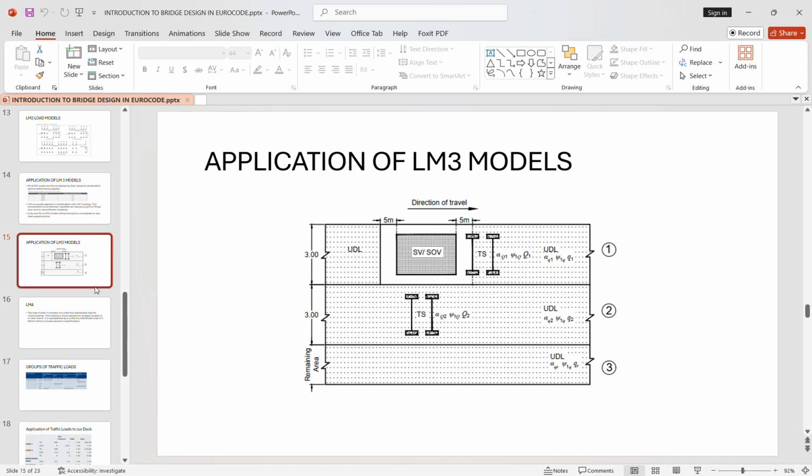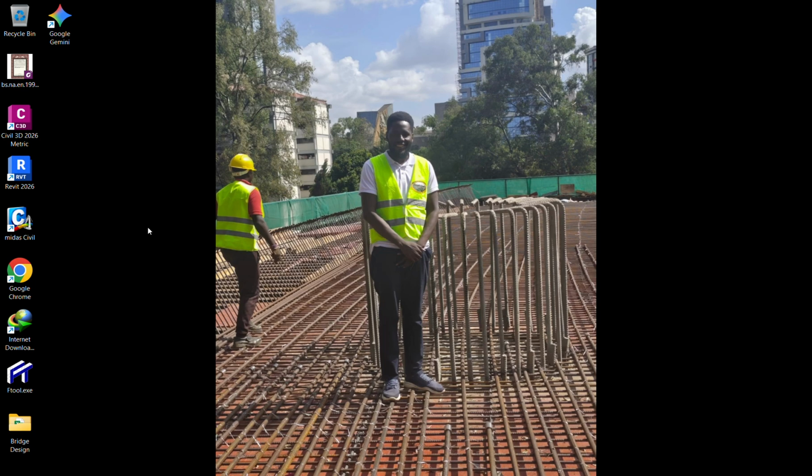We shall go to the application of load model 3. This is the direction of travel. This is how I like applying my load model 3s. Of course, there are some other ways to apply them, as seen in the Eurocodes.